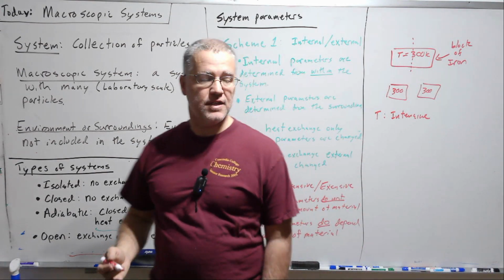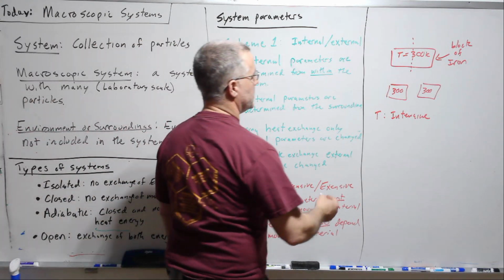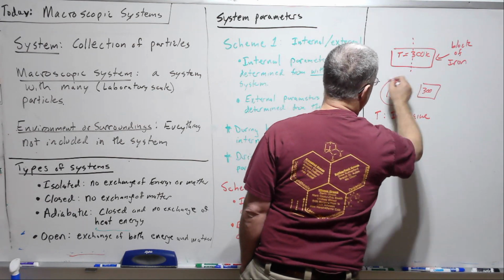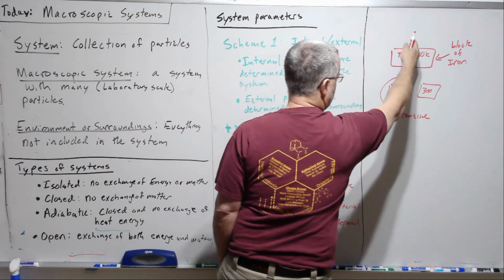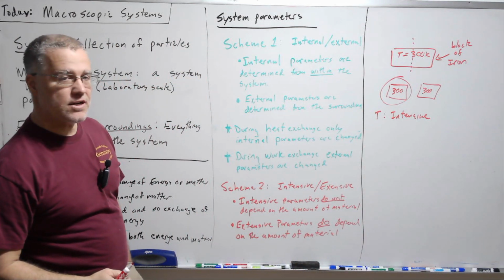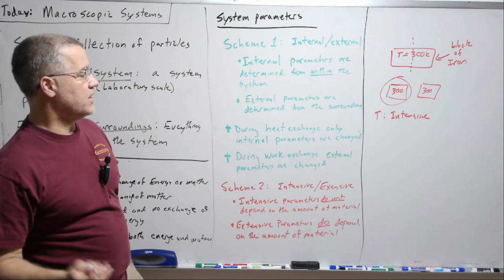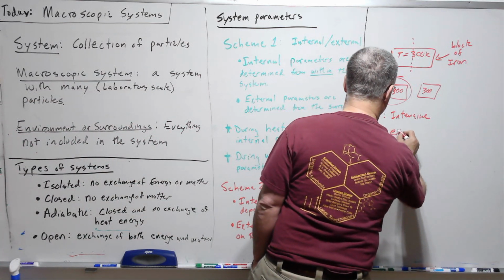But what about volume? Well, of course, if we cut this, then, I should have been a little more clear, look at one of the pieces. The piece here would be half the volume, let's say, if we cut it right in half. So volume is extensive.